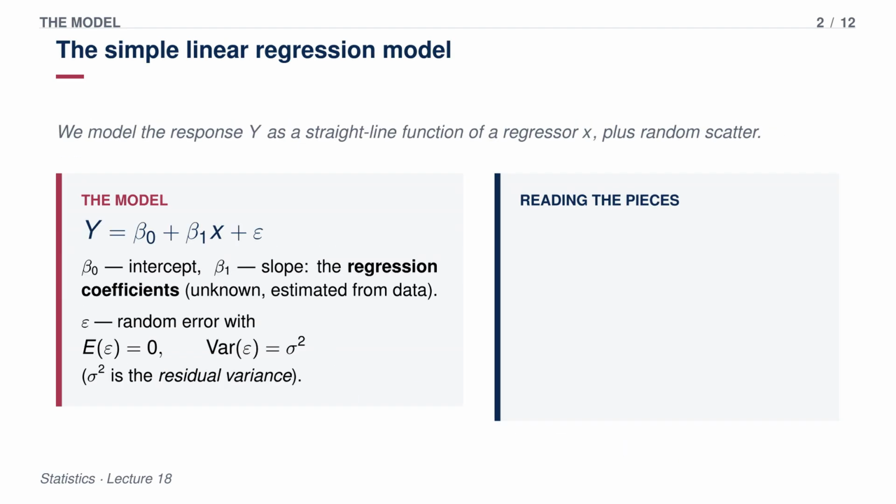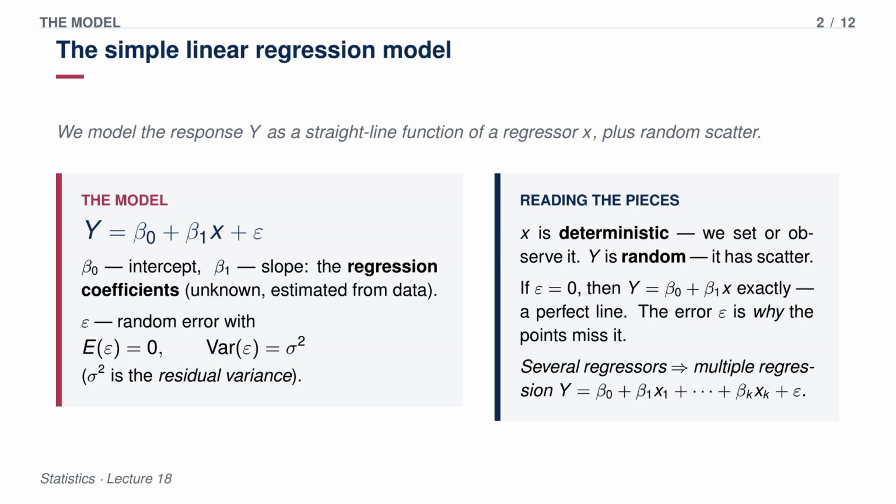Formally, we model the response y as a straight line function of a regressor x plus random scatter. Y equals beta-naught plus beta-1x plus epsilon. Beta-naught is the intercept, beta-1 is the slope. Together, the regression coefficients. And they're unknown. We estimate them from data. Epsilon is random error, with mean 0 and variance sigma squared. That's the residual variance.